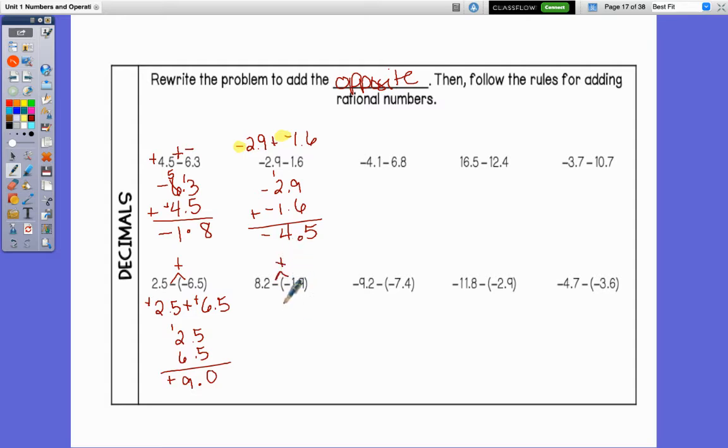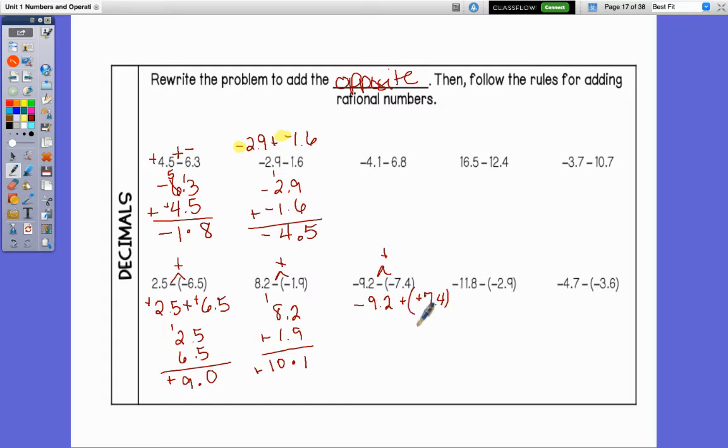This is a positive. So I have 8.2 plus 1.9. Add them up. 1 carried. And I have positive 10.1. This one becomes a positive, but this one, when I rewrite it, the signs are, oh wow, that looks so messy. Sorry, guys.